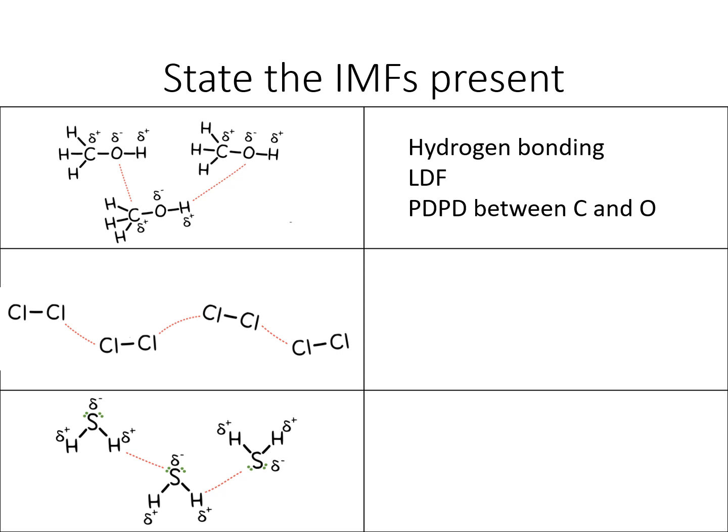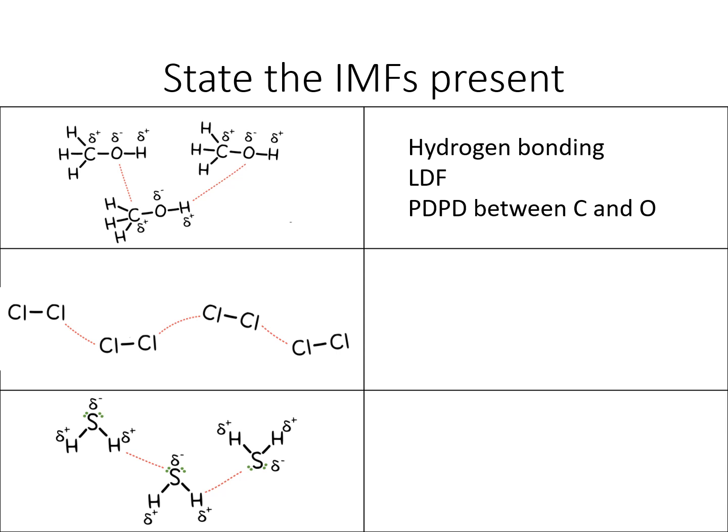So the first one, we have hydrogen bonding. We've got the oxygen and hydrogen within each molecule, a really large difference in electronegativity. Therefore, between neighboring molecules, we are going to get hydrogen bonding. We're also going to get London dispersion forces. Everything experiences London dispersion forces. And then it's possible as well, we can see there, we've got a PD, so permanent dipole interaction between the carbon of one molecule and the oxygen of the other.